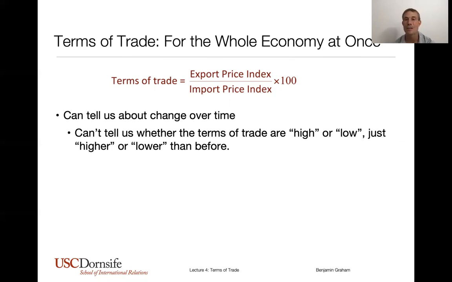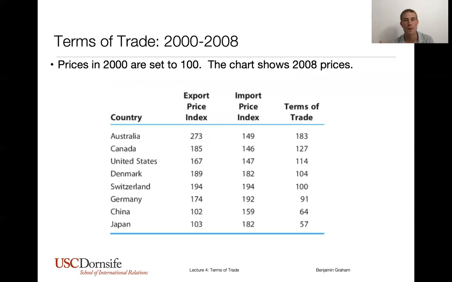Now, the key thing here is that it doesn't tell us whether our terms of trade are better than China's terms of trade. It just tells us whether US terms of trade are getting better or worse over time. Are Chinese terms of trade getting better or worse over time? So we can tell you, for one country, are you improving or are things getting worse for you? But it can't tell you who's winning. Let's take a look at this.